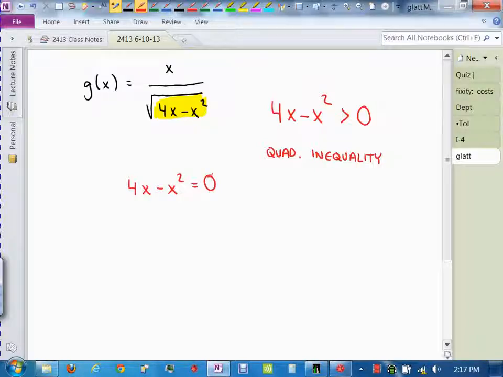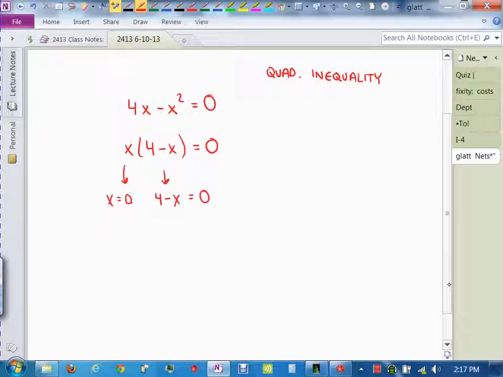Where's that thing 0? Well, what can I do to solve this? Factor out an x, good. I'm left with 4 minus x, right? Set each factor to 0. I'm using something called the zero factor property. You've done it before, but maybe you don't remember what it was called. The zero factor property allows me to set those equal to 0. And now what are my two solutions? 0 and 4. X is 0, x is 4.